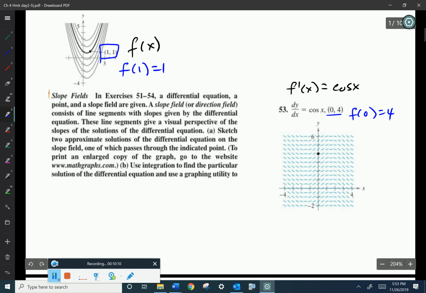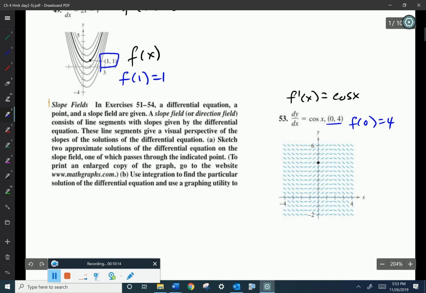And down here, instead of giving you the graph of all of those original functions, they're giving you something that's called a slope field. And they're saying if this is the point 0, 4, if you were to kind of follow those little segments, just kind of the slope of those little segments in both directions, it gives you kind of a basic shape of the original function. Okay?